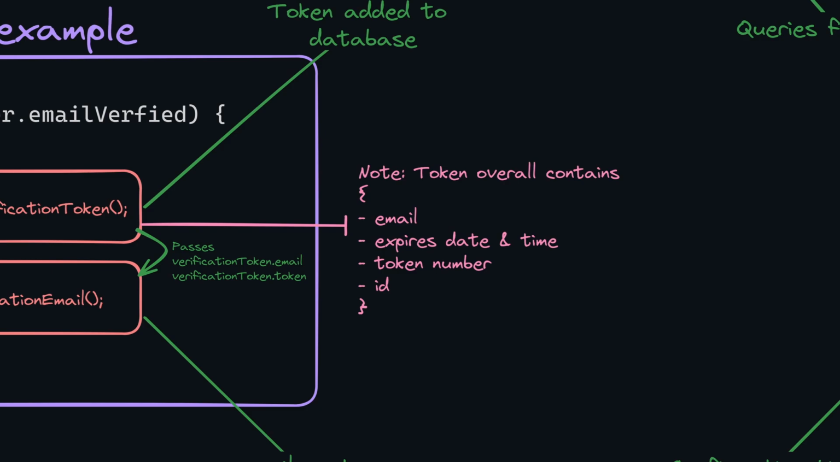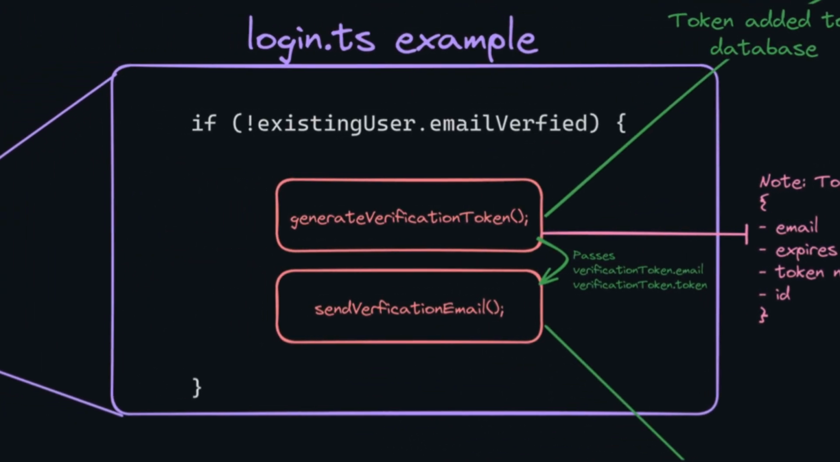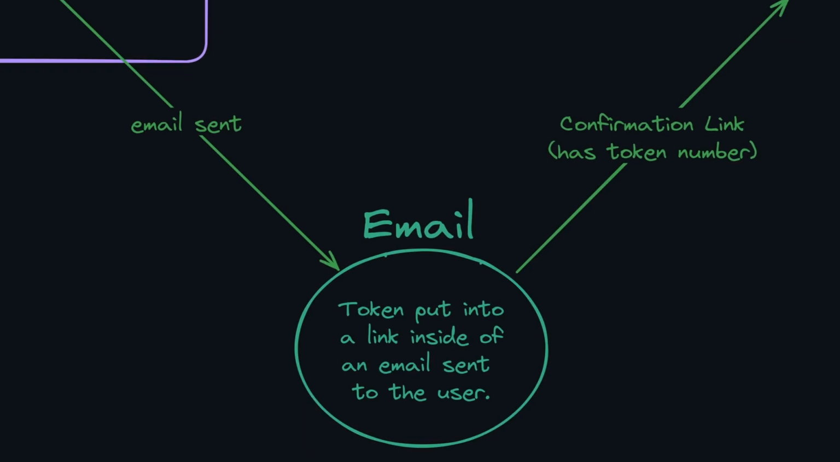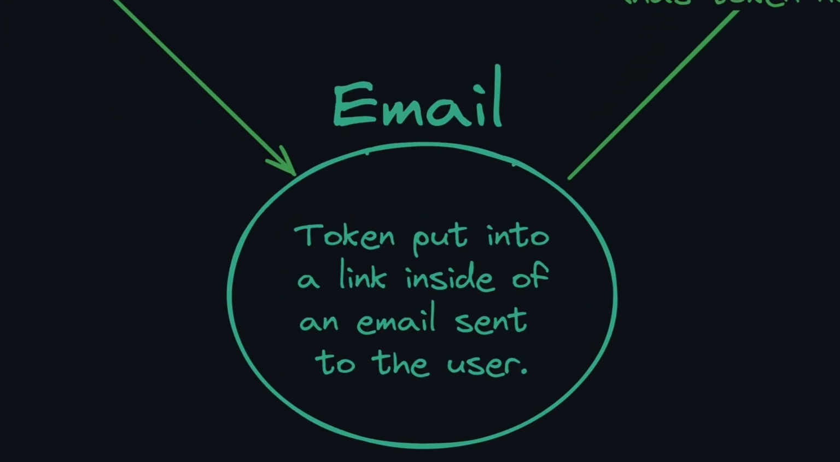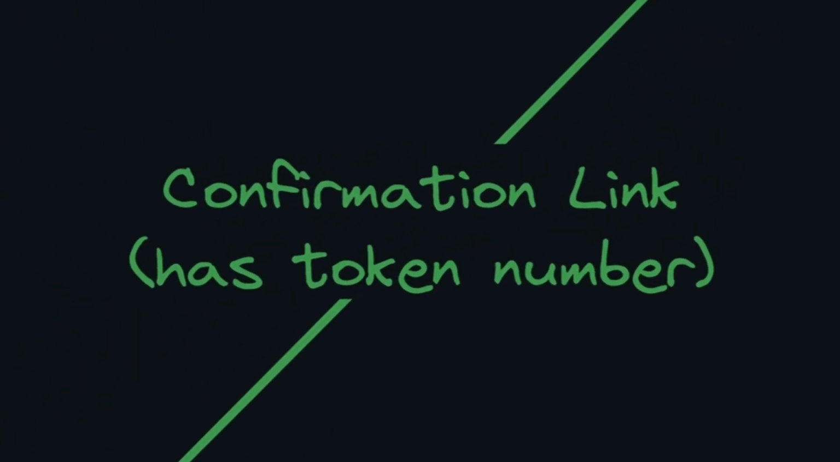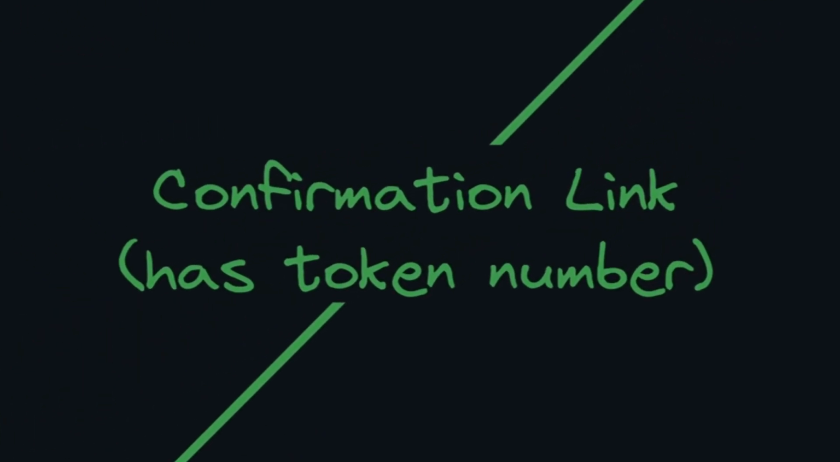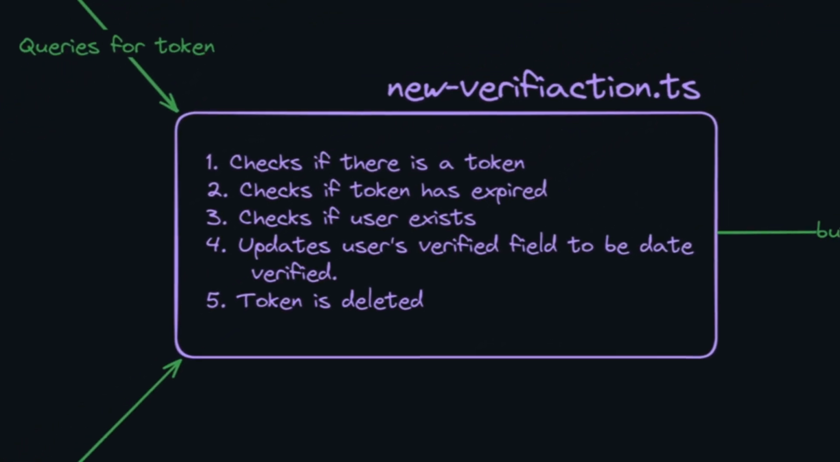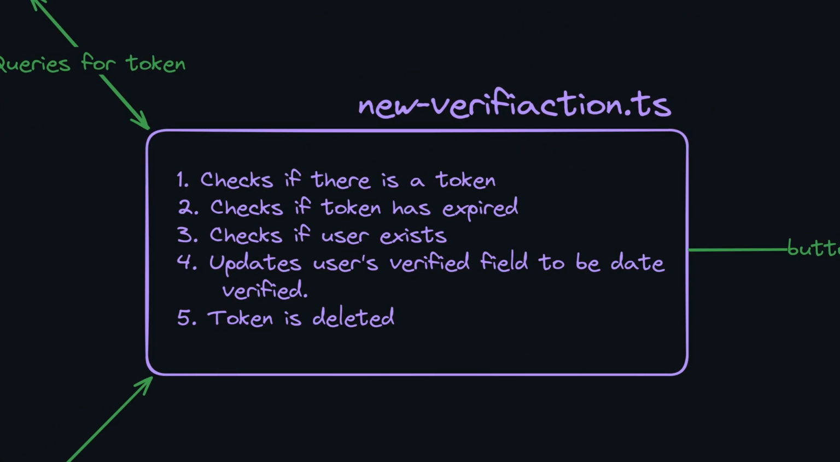Now that token is passed into our sendVerificationEmail. That function sends an email to the user, and the token is put into a link inside of that email sent to the user. Now that confirmation link, which has the token number, when the user clicks on it, will lead them to a new page, and on that page it will allow for the verification process. new-verification.ts is what basically handles all of that.